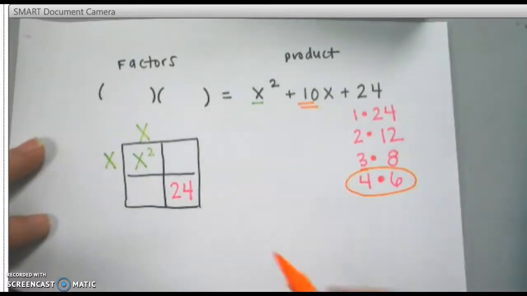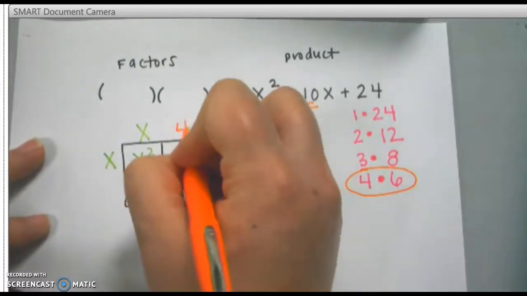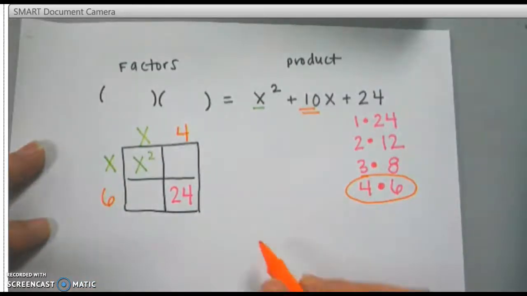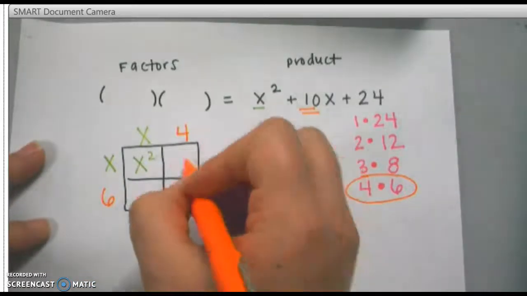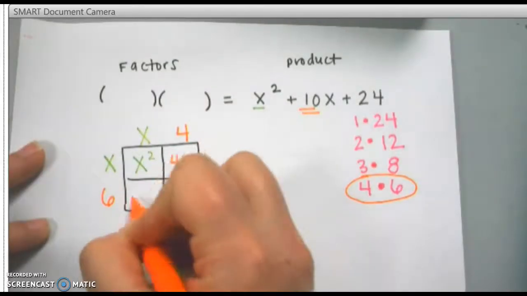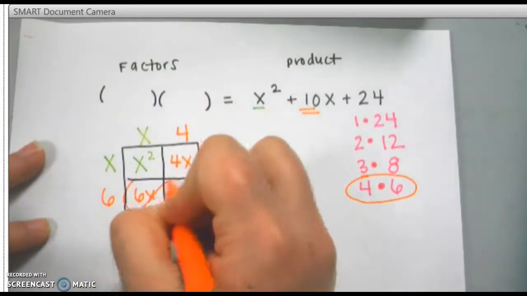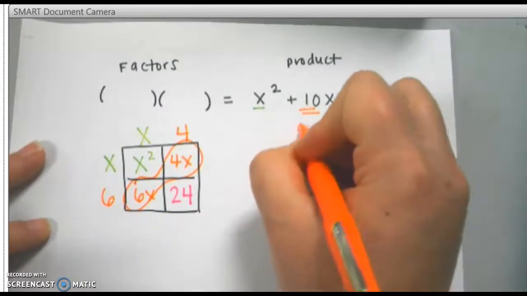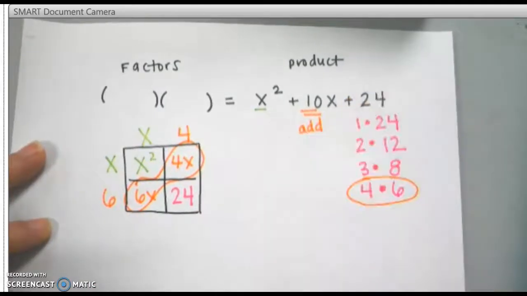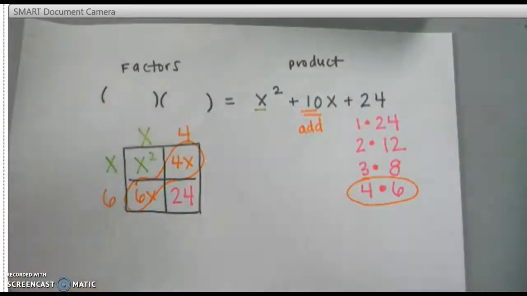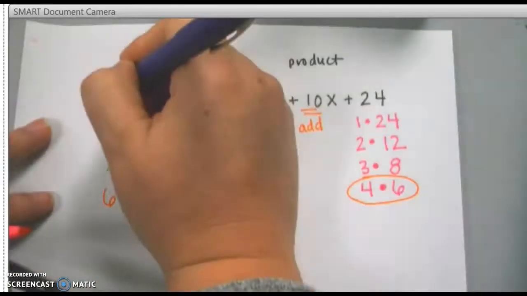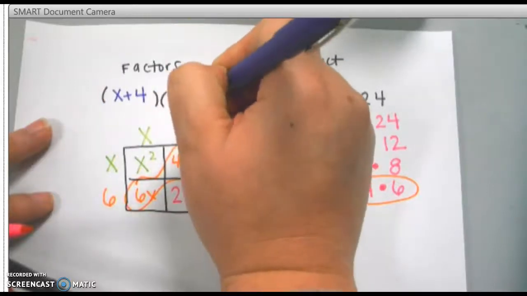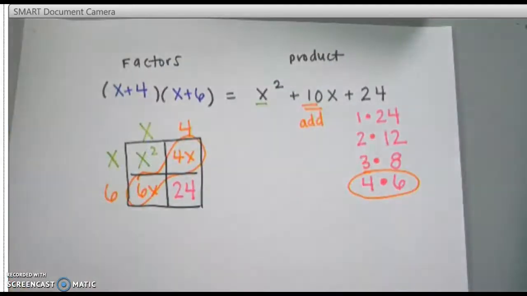6 and 4, so I'm going to check. 6 and 4. So that will definitely give me 4 times x is 4x, 6 times x is 6x. They add up to 10x. They have to add up to the 10x. So that looks great. All right, so my answer is going to be x plus 4 and x plus 6.